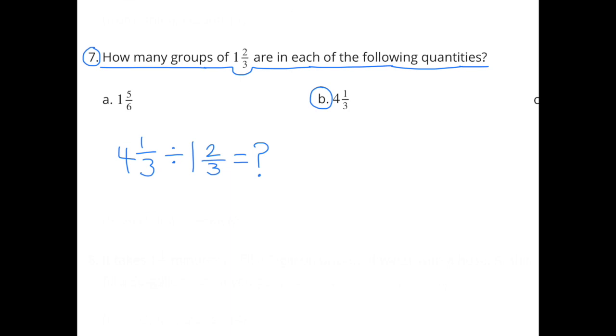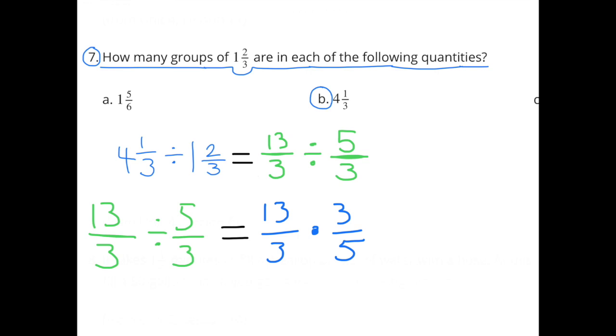B. How many groups of 1 2/3 are in 4 1/3? 4 1/3 divided by 1 2/3 equals what number? That's the same as 13/3 divided by 5/3. 13/3 divided by 5/3 can be rewritten as 13/3 times 3/5.